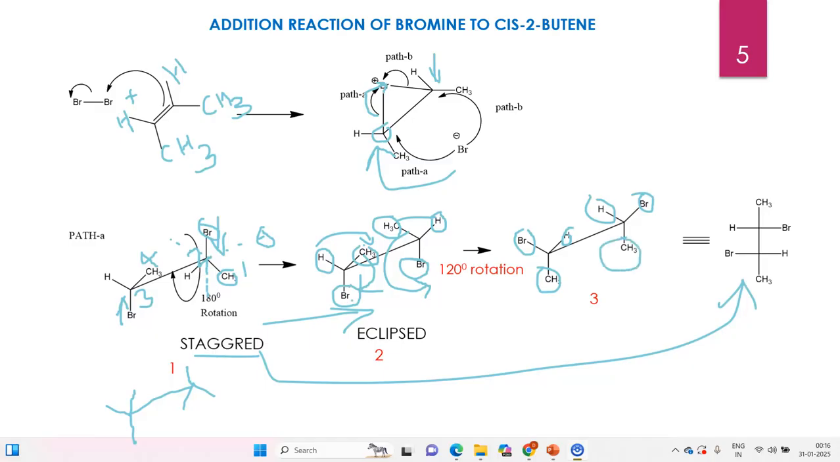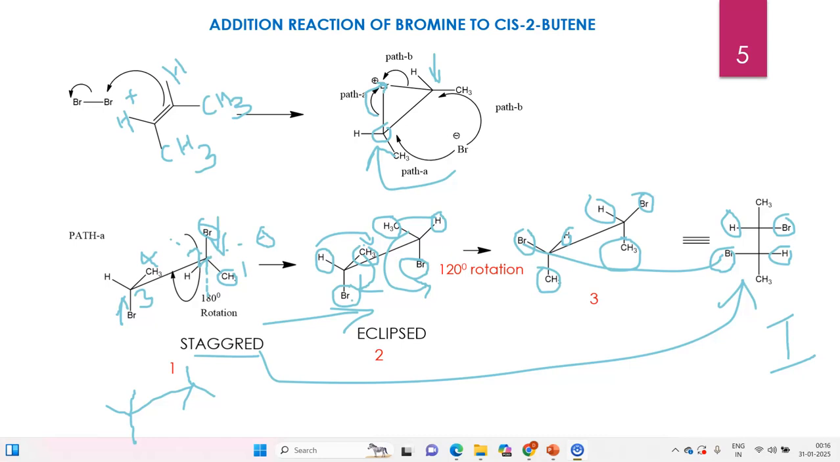Next, how to write this with the 1, 2, 3, 4 carbons we have labeled. This CH3 is at the longest position. This bromine is at the second carbon on the right hand side, H will be on the left hand side, then this H will be on the right hand side, and this bromine at this position. So this is Roman structure number 1.